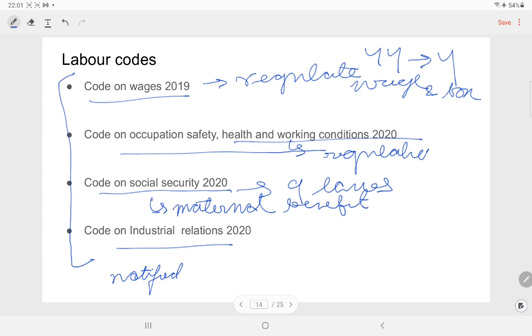Suppose a question in prelims asks under which code maternity benefits in labor laws come. If these four options are given, we can simply click on the Code on Social Security.